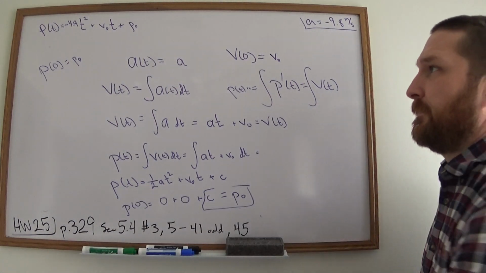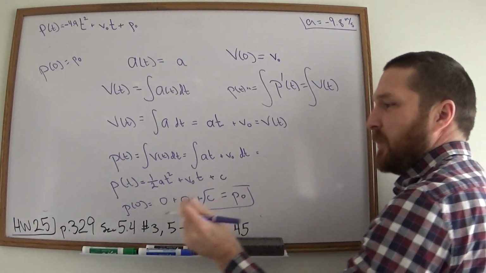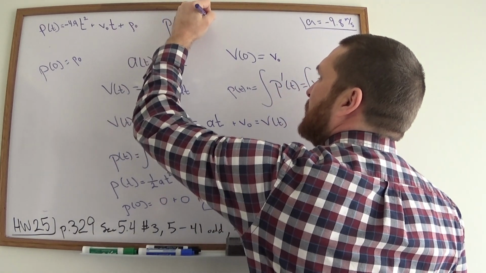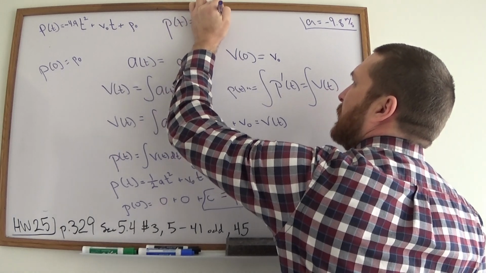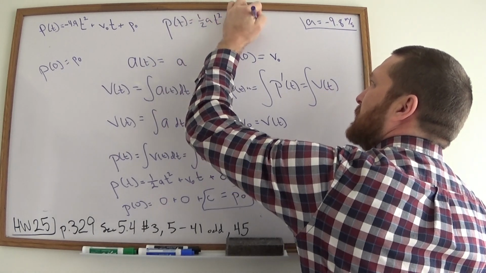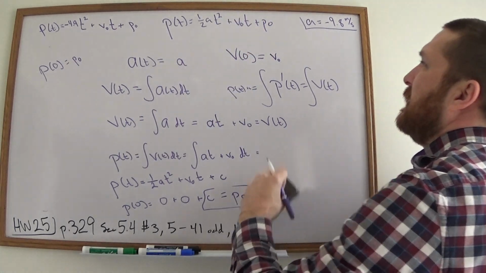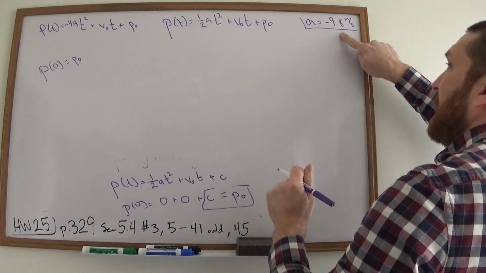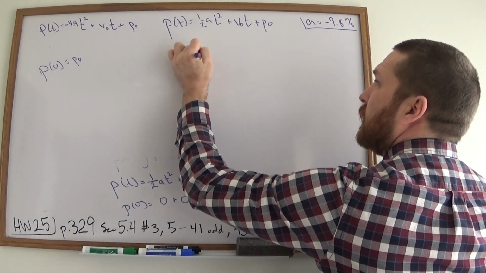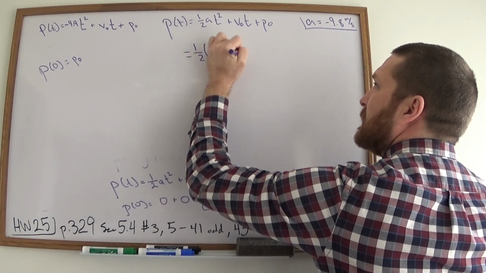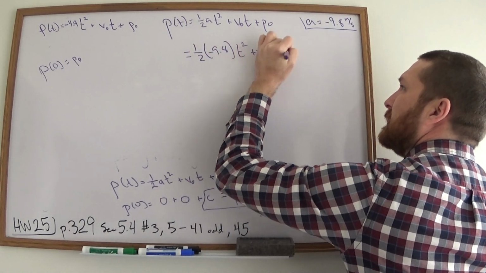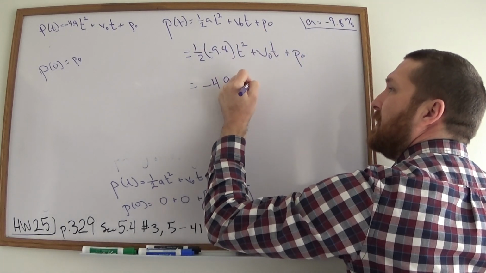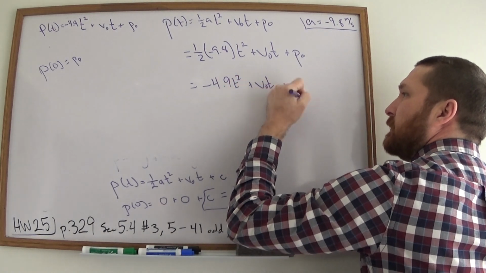There it is, right? And so we have p of t is 1/2 the acceleration times t squared, plus the initial velocity times t, plus the initial position. Now A is negative 9.8, so 1/2 times negative 9.8 t squared plus the initial velocity, which is negative 4.9. That's why the book says, trust me, it works, but now we can prove it.